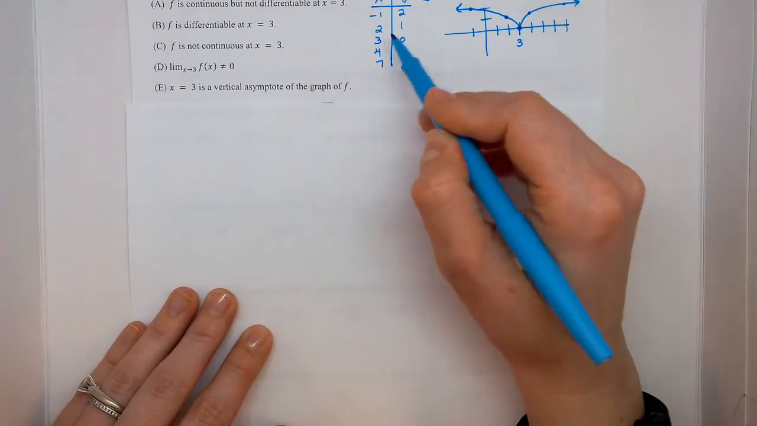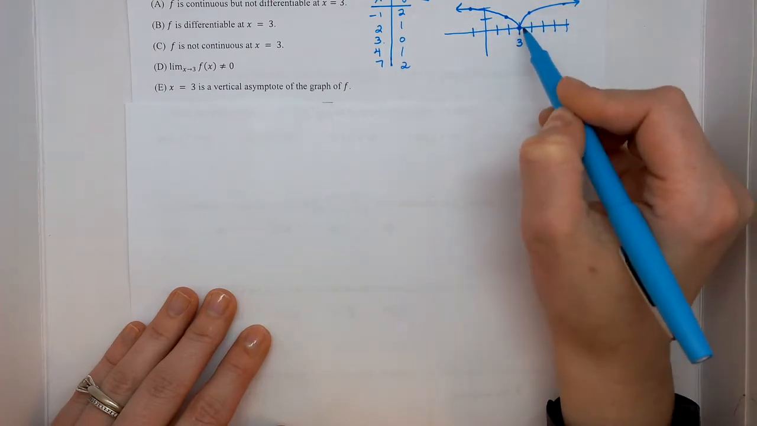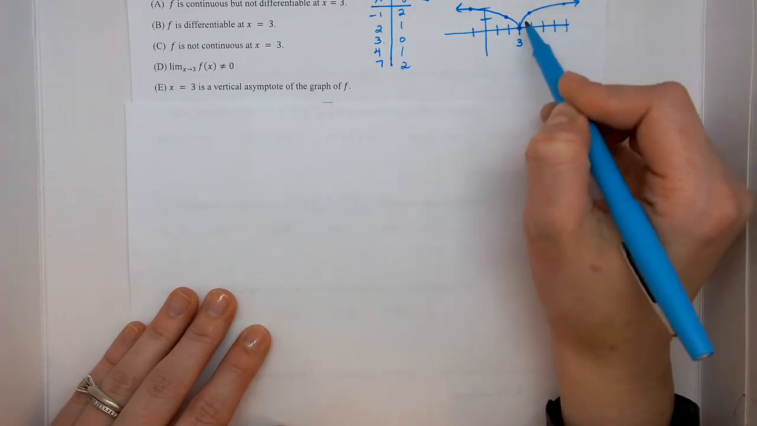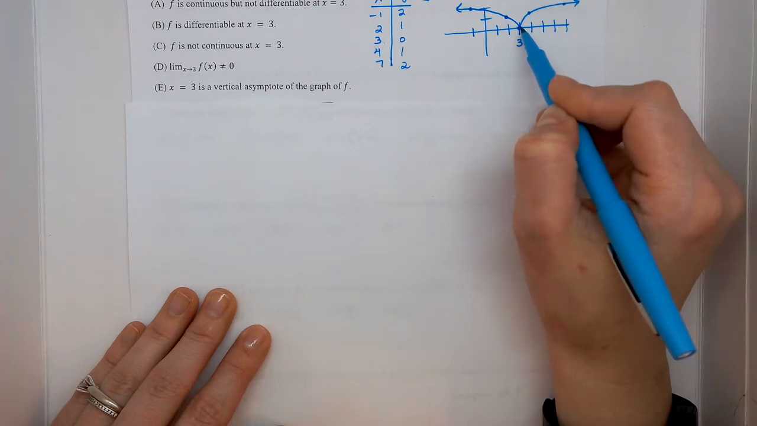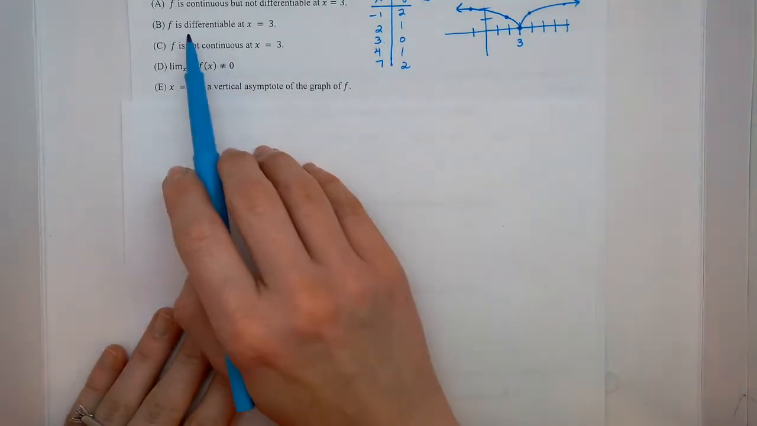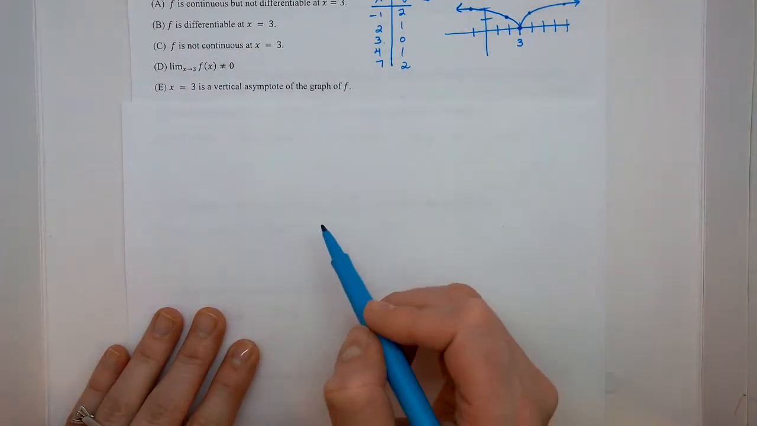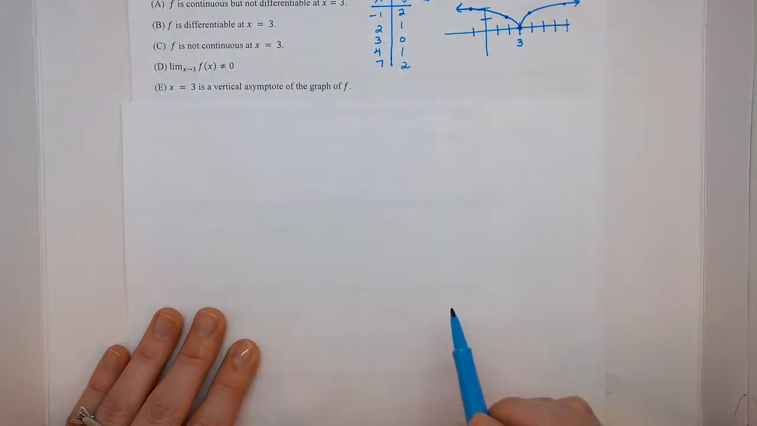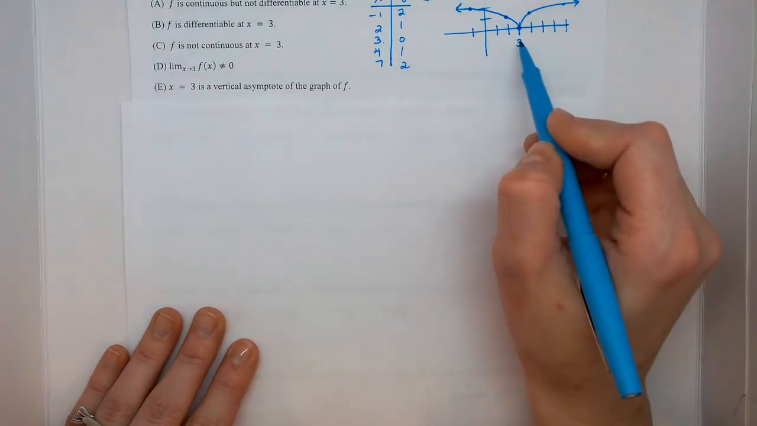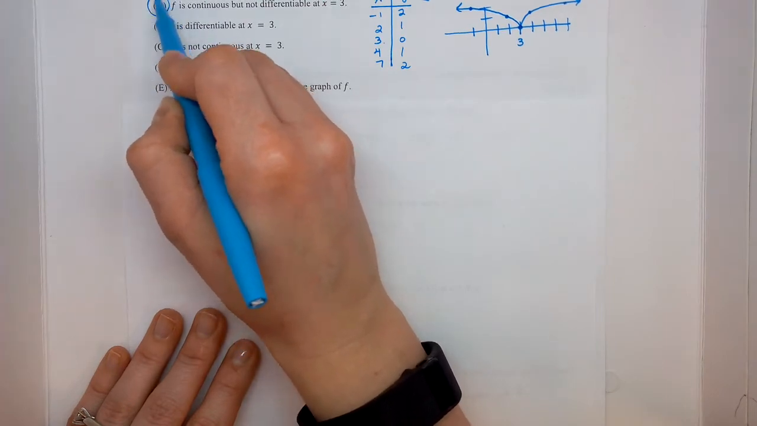So I graphed these points, and I connected the dots, and it looks something like this, which makes sense because our root curve is kind of curved. Our absolute value looks the same left and right of the vertex there. So now let's look at the answer choices. I'm looking for a statement that is true. F is continuous but not differentiable at 3. Well, it looks like 3 is a cusp, so I would say that that is true.